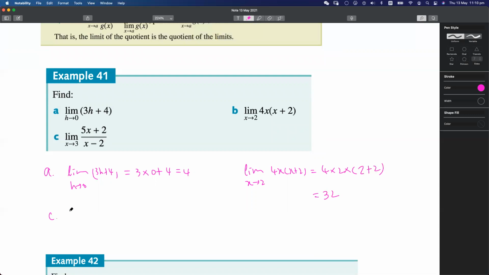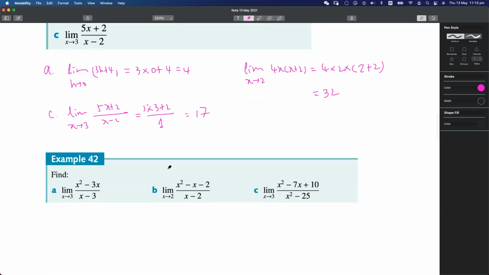The last one, limit as x goes to 3 of 5x plus 2 over x minus 2. It's simply 3 times 5 plus 2 over 3 minus 2, which is 1, so the answer is 17.